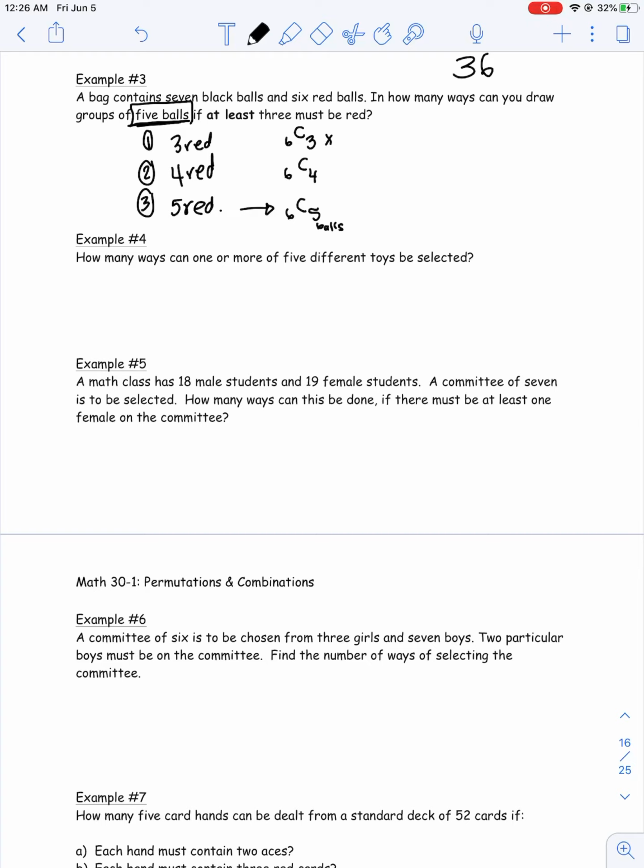So in case 1, we still need 2 balls from the 7 black. So from 7 black, we're choosing 2 more to make 5 total. And that's going to give us 420 choices.